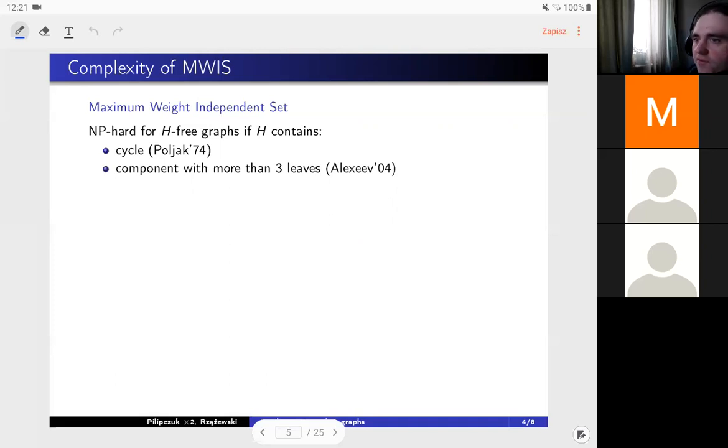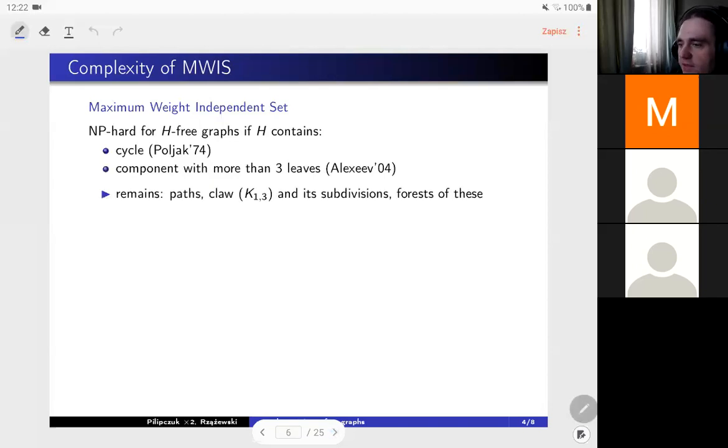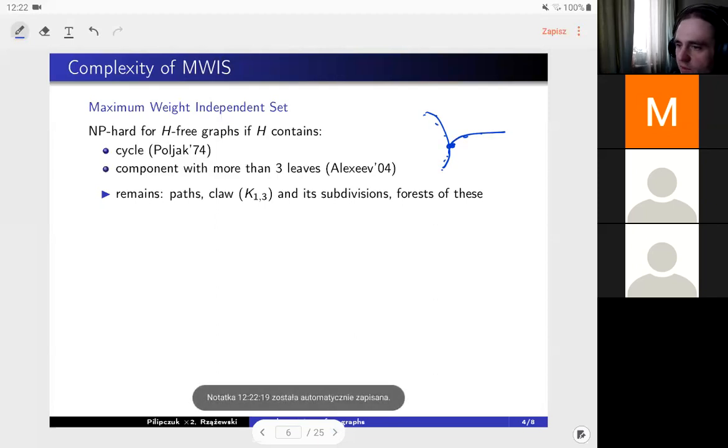So for H-free graphs, maximum weight independent set becomes NP-hard for most H, and what's left are really paths and subdivisions of claws. So graphs looking like this. There can be many vertices here. This is a subdivided claw, and a forest of those, so you can have a disjoint union of a number of them. And for that one, the NP-hardness proof we have breaks down.